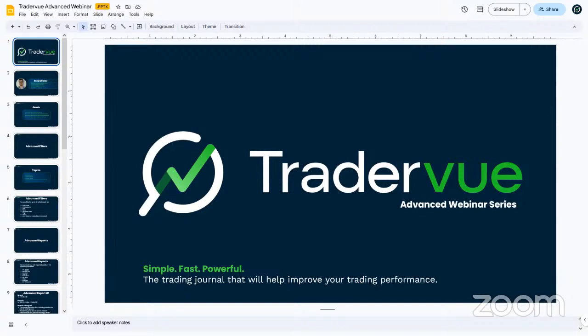We want to make sure that all the traders using Tradervue have all the tools available to look into their statistics and metrics, and do the proper research of their data, and make sure they are able to spot what they're doing right and do more of that, and what they're doing wrong and do less of that, or cut that. We noticed that the basic filters were not enough, so we decided to implement more advanced filters.